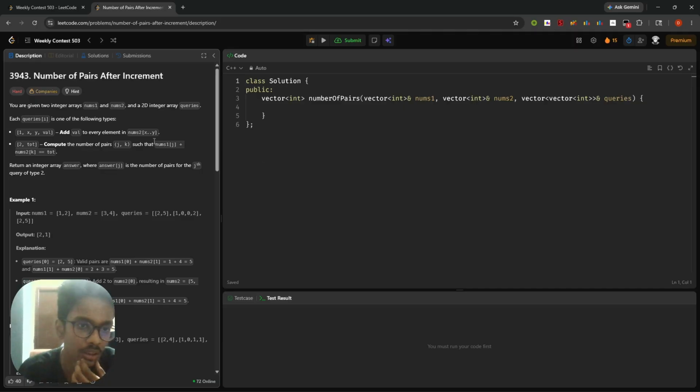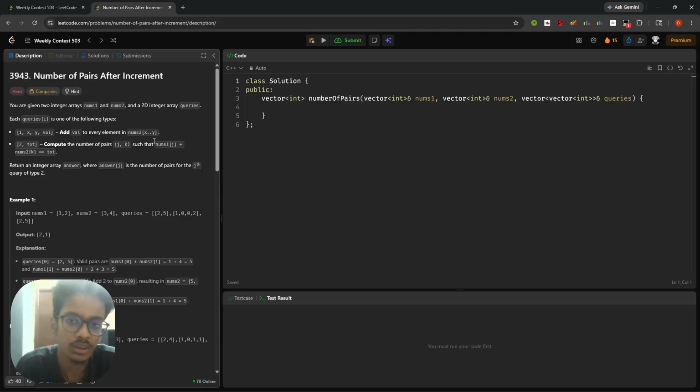You are given integer arrays nums1 and nums2 and a 2D integer array queries. So what are we given? Integer arrays nums1 and nums2 and a 2D integer array queries. Each query is of the following types. Type 1: x y val, add val to every element of nums2 from x to y. So x y is basically the start and end of the range.